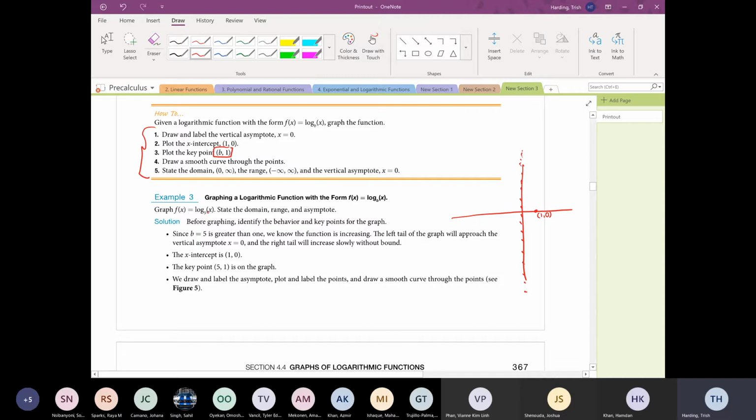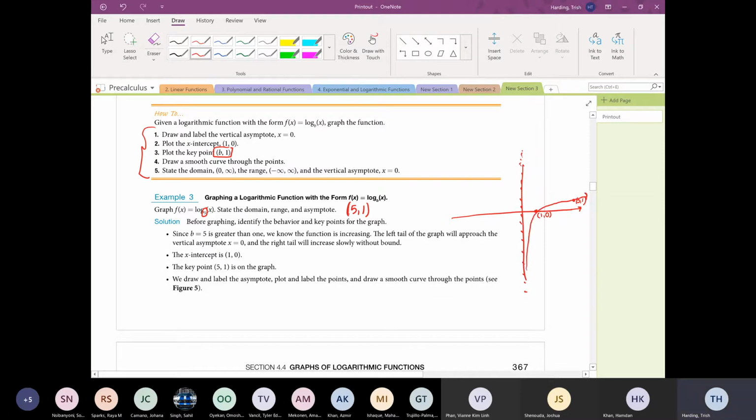Now, what is b? b here is 5. So we will plot the point (5, 1). So that's 1. I'm going to say 5 is probably all the way out here. (5, 1). Now it wants us to draw a smooth curve. There we go.